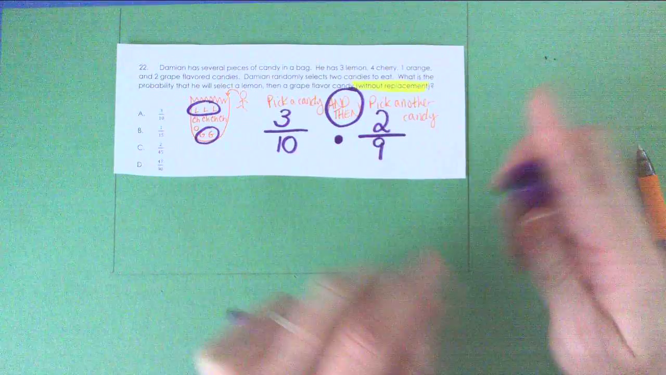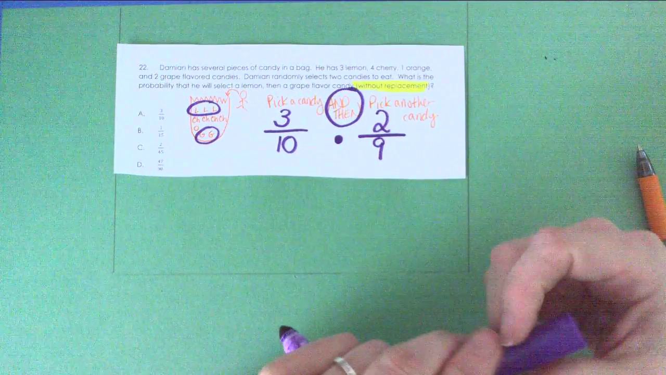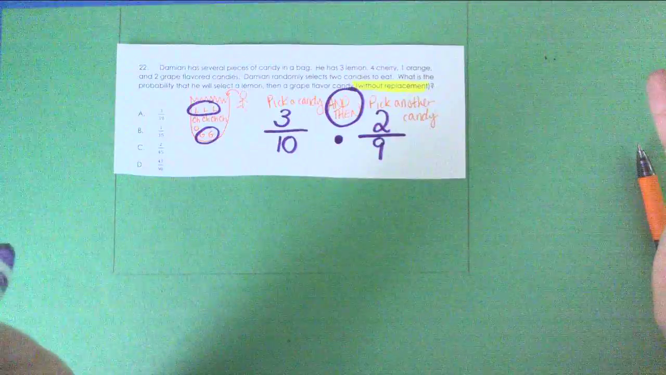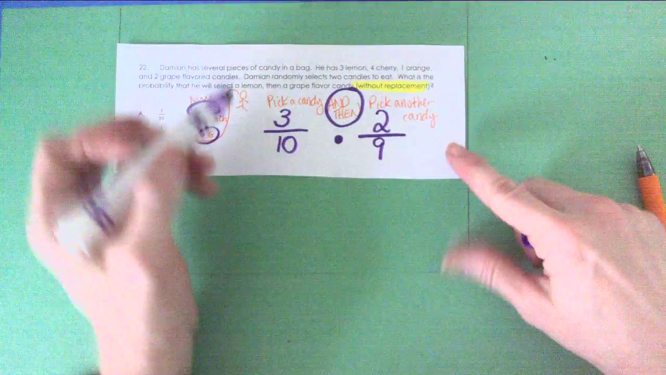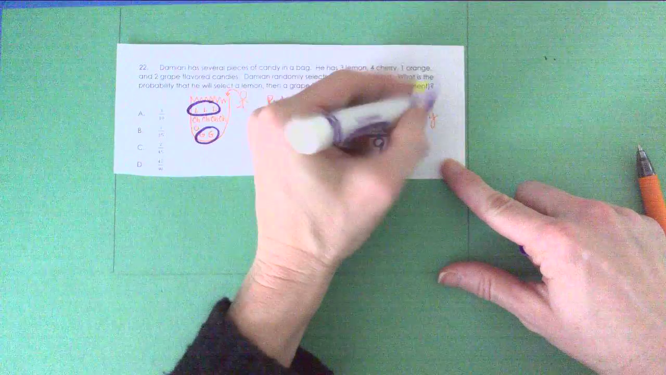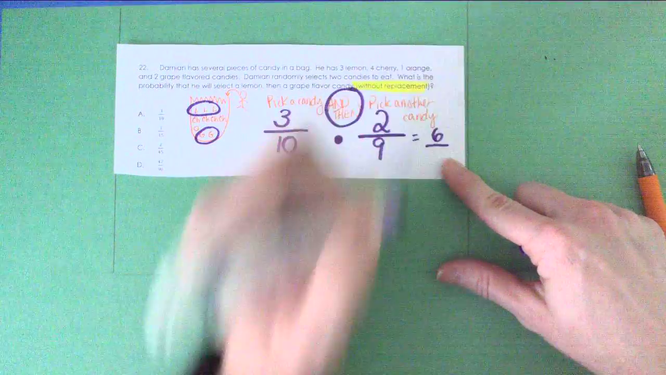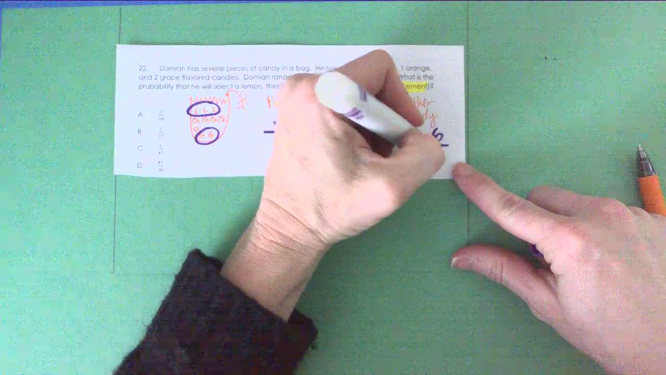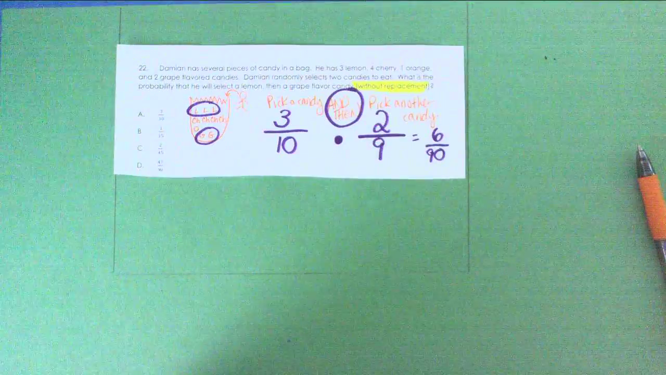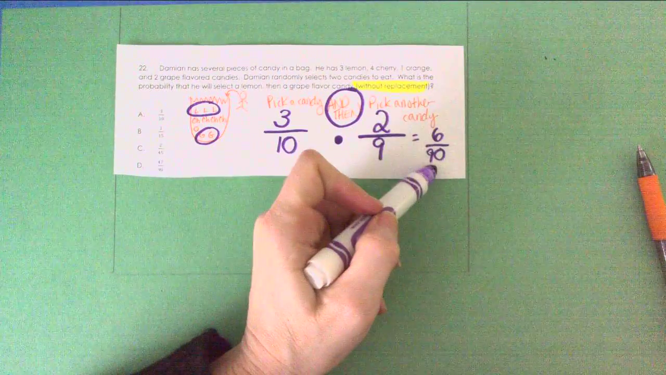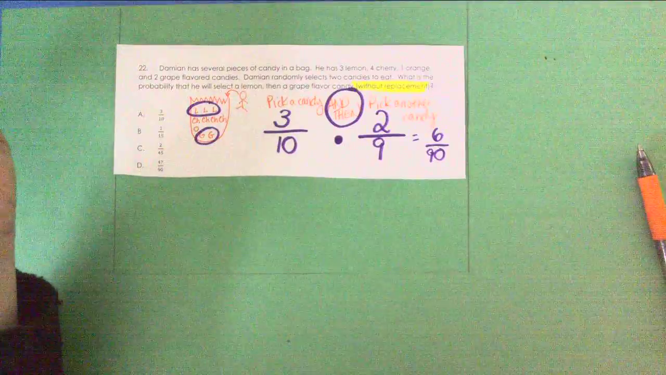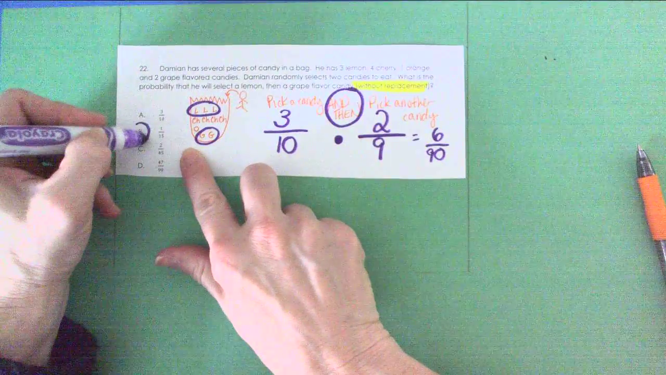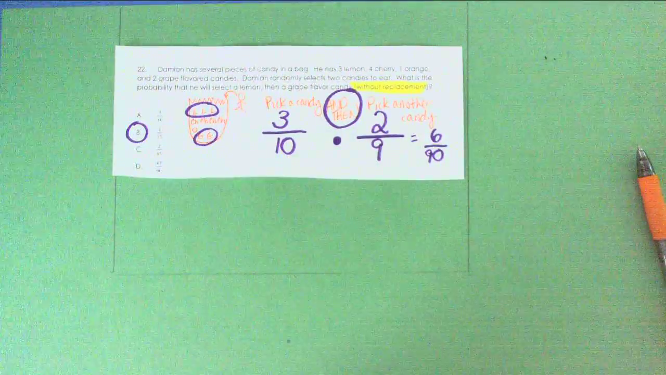So we have 3 over 10 times 2 over 9. We can do this on our calculator, which is one way to multiply fractions, or we can just take 3 times 2. Top times top is 6. Bottom times bottom is 10 times 9, which is 90. And 6/90ths is going to reduce to 1/15. Now let me show you how to do that on the TI-84.